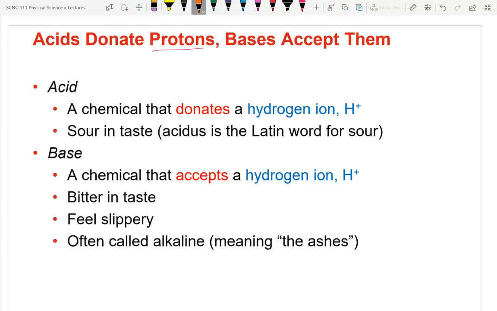That's a hydrogen ion. Why ion? Well, it's the hydrogen without the electron. And acids taste sour. In fact, acidus, the Latin word from which acid comes, means sour. This goes to one of Alex's themes of the year. Can you lick it? If you taste it and it tastes sour, it's probably acidic.